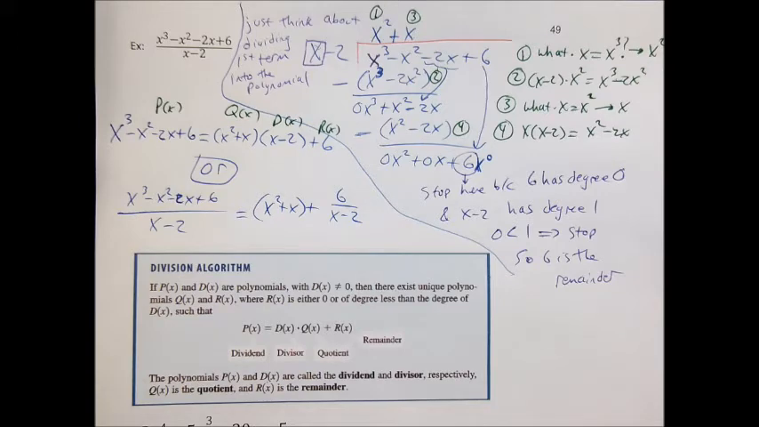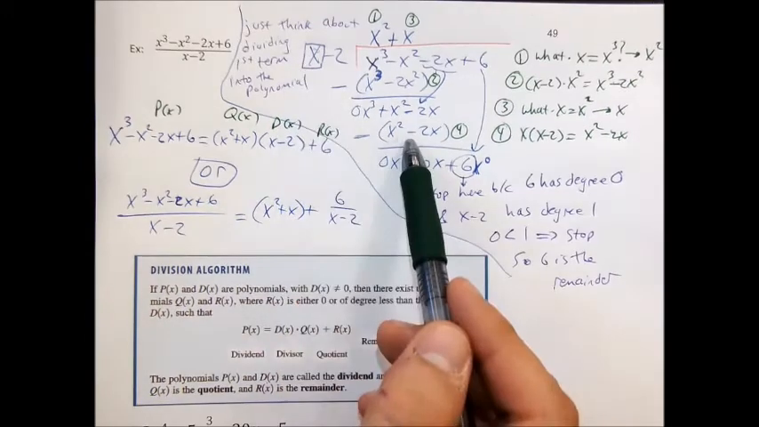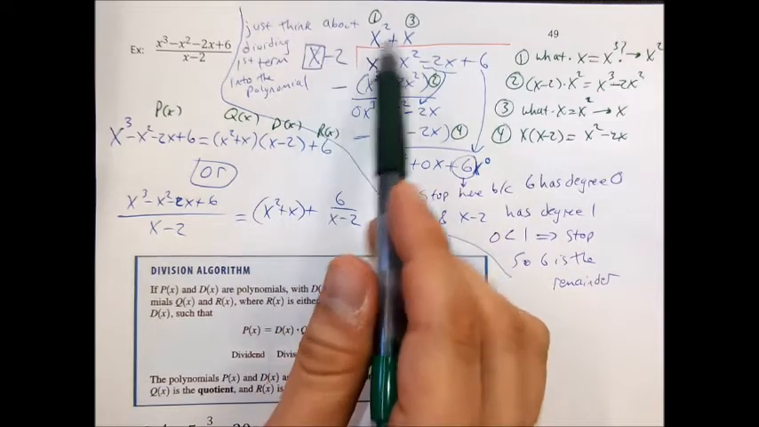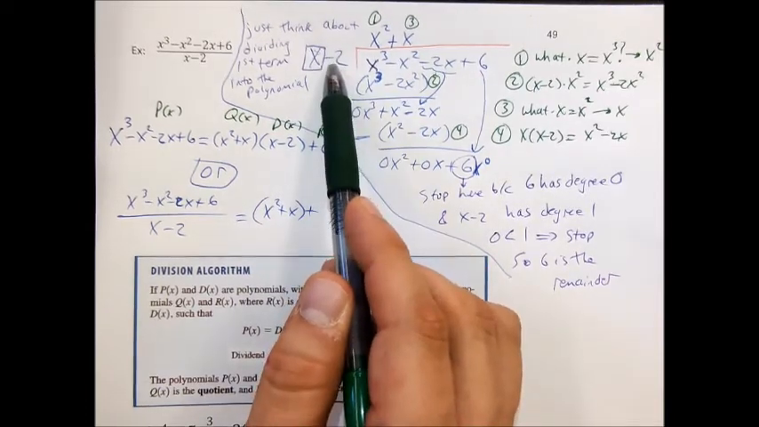Any questions about this? Yeah. So I understand how to do this, but I don't understand why we ignore the minus 2. We ignore it just when we're dividing. But the minus 2 comes into play when we multiply things back through, right?